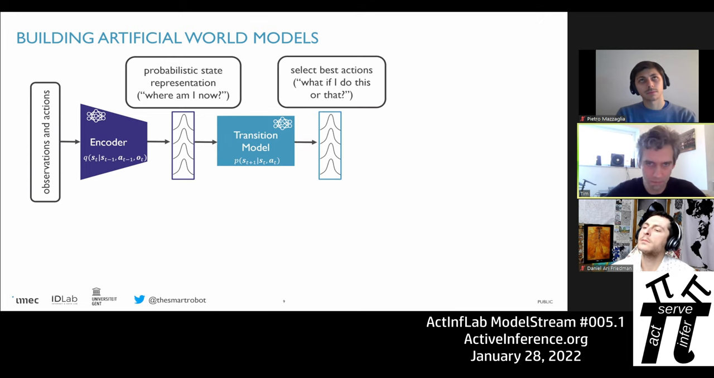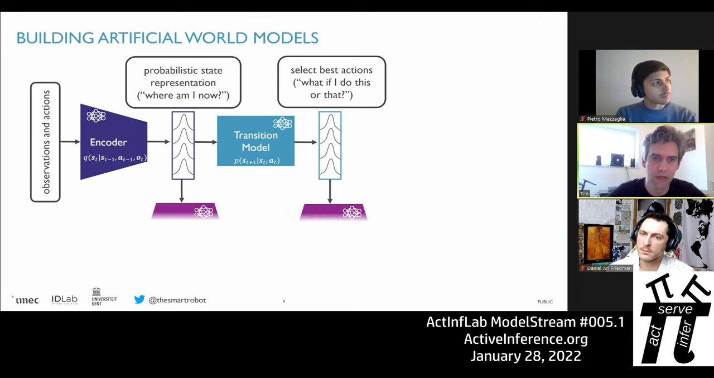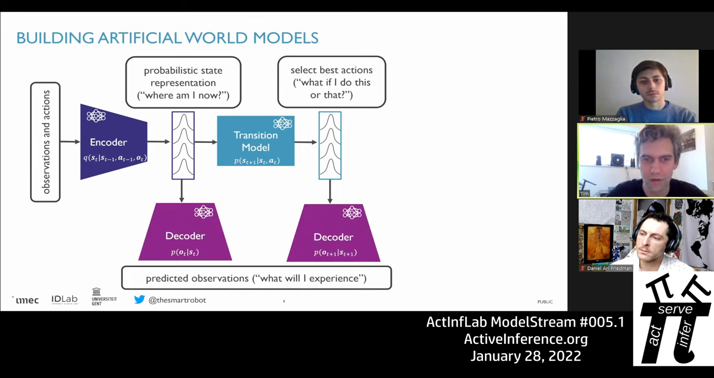And this is then saying, what will happen if I do a certain action? How will my state evolve if I do a certain action? Now, finally, we also have the decoder or the likelihood model that then outputs, given a state, some observation. So in case of an image, for example, this will generate you a new image.